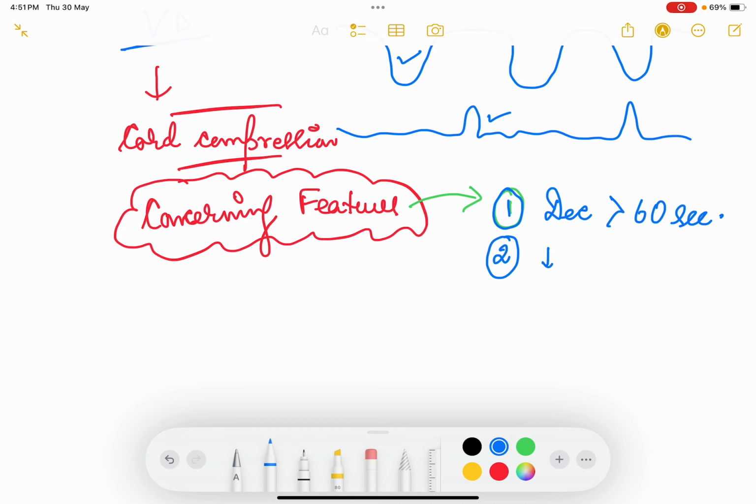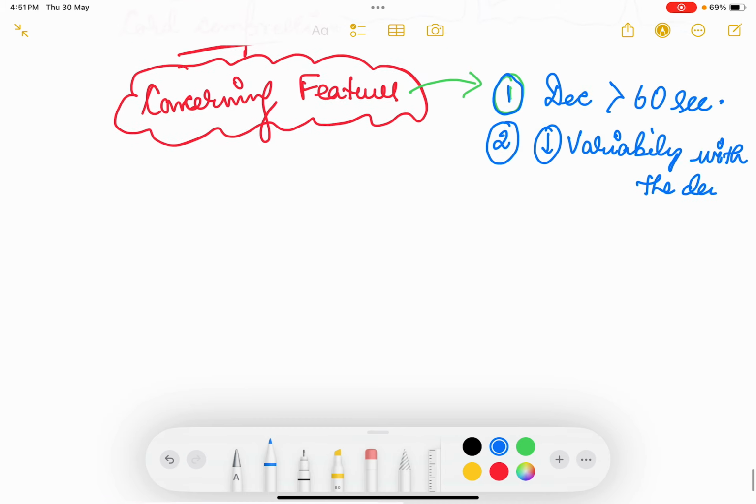Number 2, decreased variability within the deceleration. Within the deceleration, it means this is a deceleration, and this is again a deceleration. But this deceleration is good because every time the sympathetic system is trying to overpower the parasympathetic system. But this is a bad deceleration because the sympathetic system is not working properly. So baby is hypoxic.